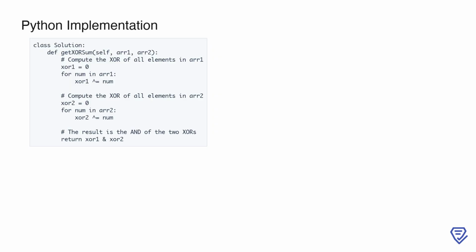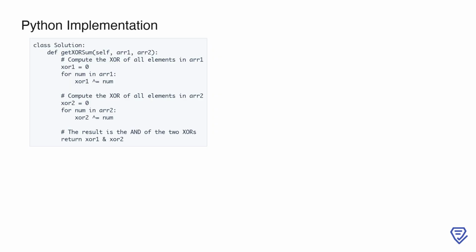This solution efficiently calculates the XOR sum of all pairs' bitwise AND by leveraging properties of XOR and AND operations. Instead of iterating through every pair of elements in the two arrays, which would result in O(n times m) complexity, we use a key mathematical insight. Specifically, the XOR of all pairs' ANDs can be computed as the AND of the XOR of all elements in the first array with the XOR of all elements in the second array.